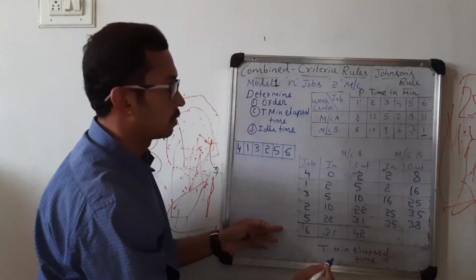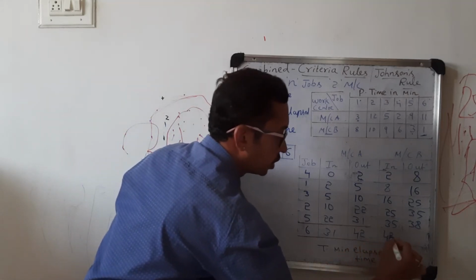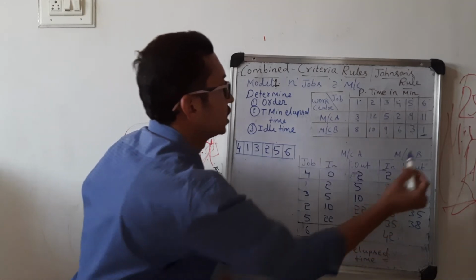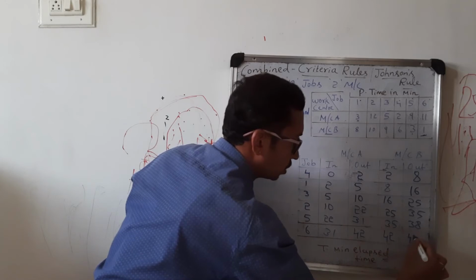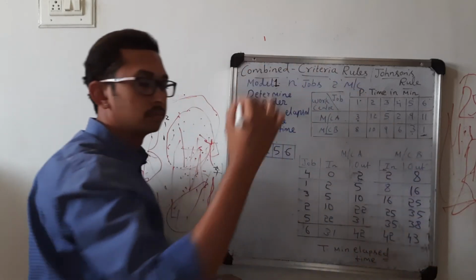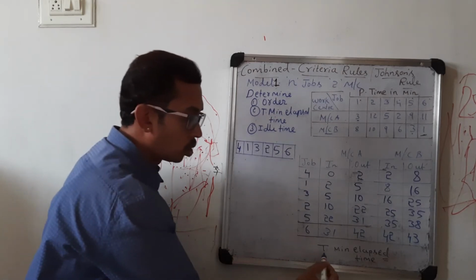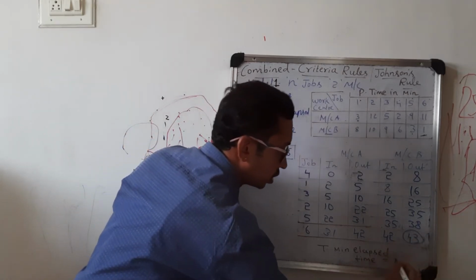So what will be the in time for job 6 on machine B? It will be 42. Correct? What is the processing time for that? Only one. So it will be 43. Okay, got this? So what will be the total minimum elapsed time? So how much is that? 43.